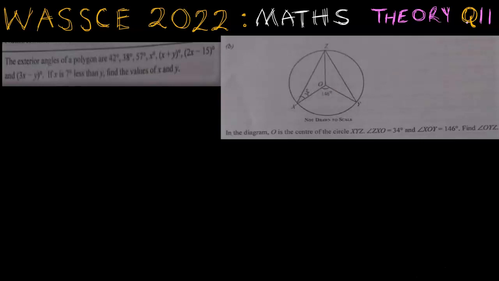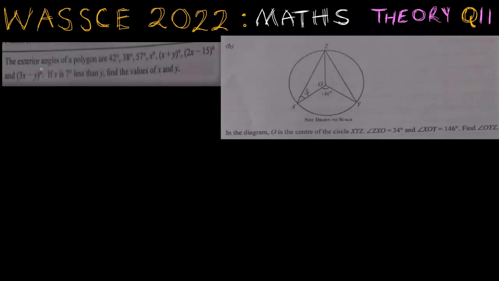This is theory question 11 in WAEC of 2022. This is the A part. The exterior angles of a polygon are 42 degrees, 38 degrees, 57 degrees, x degrees, x plus y degrees, 2x minus 15 degrees, 3x minus y degrees. If x is 7 degrees less than y, find the values of x and y.